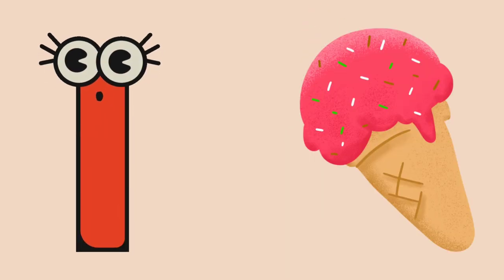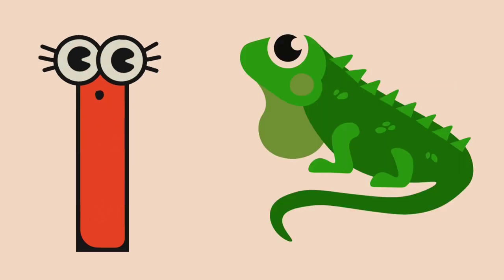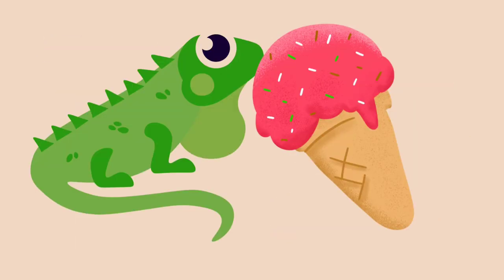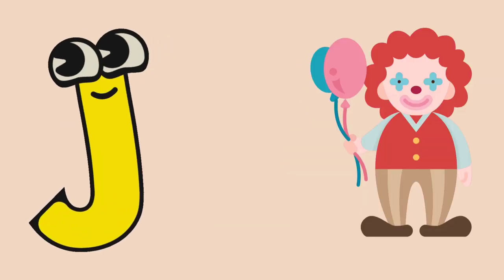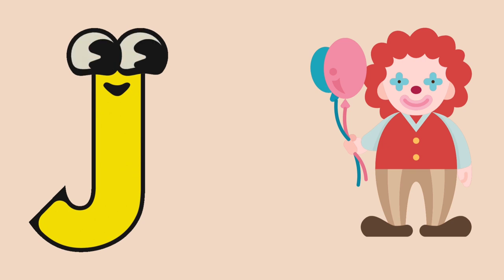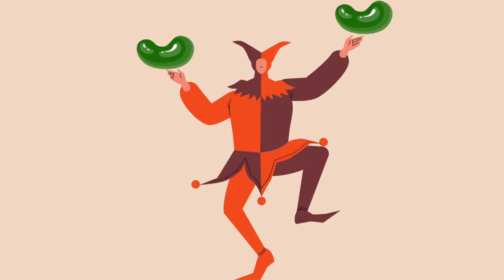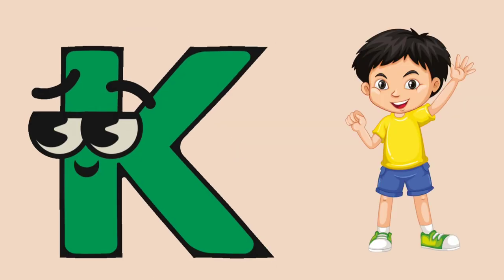I for ice cream, I for iguana. Iguana is eating an ice cream. J for jelly bean, J for joker. Joker is juggling with jelly beans.